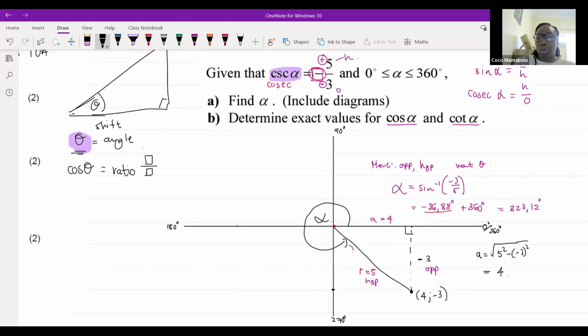If we have all of these, can we then determine cos of alpha and cot of alpha? Yes, we can, because we just want the ratios. So please give me the answers for the ratios. Cos of alpha is equal to something and cot of alpha is equal to something.